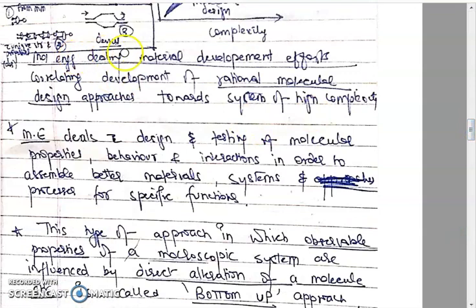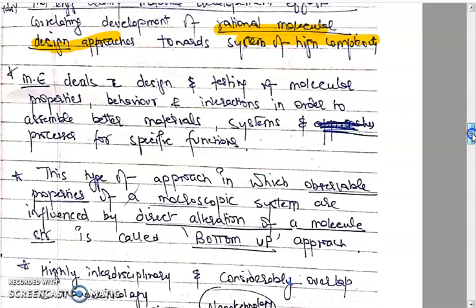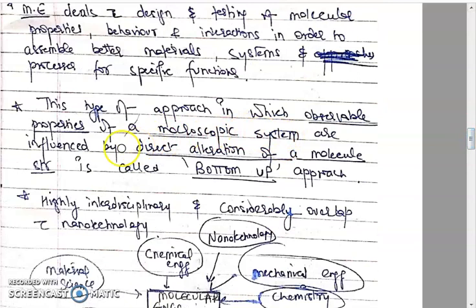There is a direct correlation between the development of molecular design approaches and systems of higher complexity. Molecular engineering deals with design and testing of molecular properties, behavior and interactions in order to assemble better materials, systems and processes suiting specific functions. So this type of approach, in which observable properties of a macroscopic system are influenced by direct alteration of a molecular structure, is called the bottom-up approach.